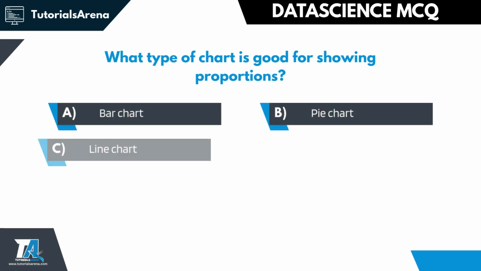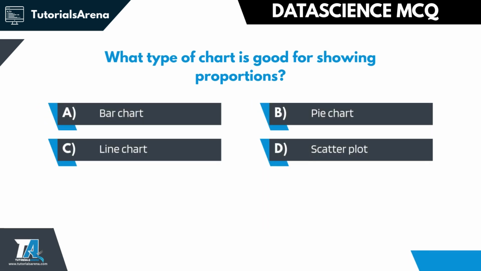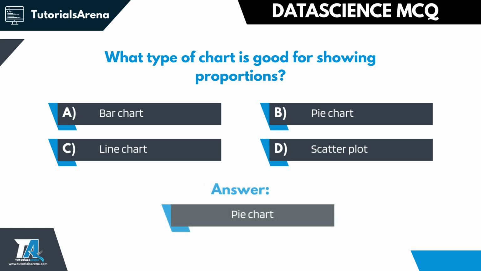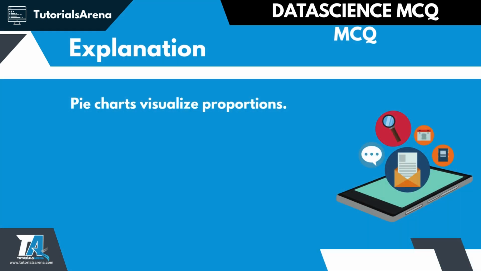What type of chart is good for showing proportions? The answer is option B, pie chart. Pie charts visualize proportions.